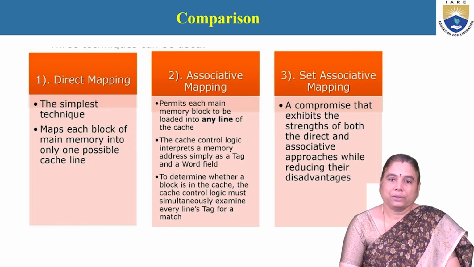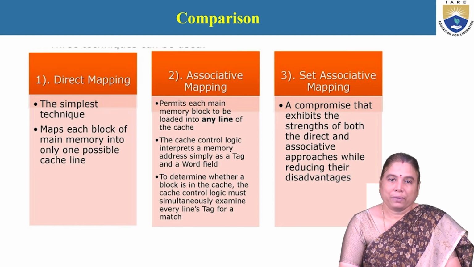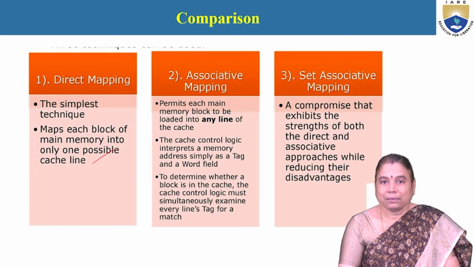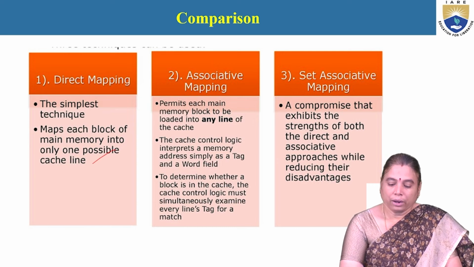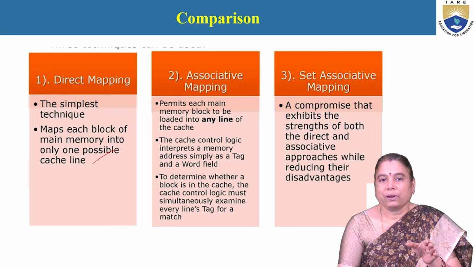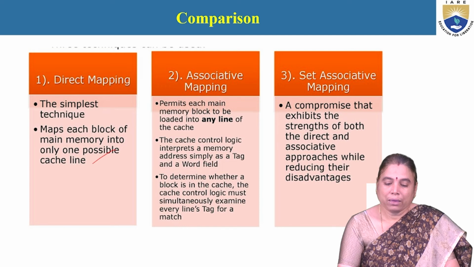So what is the comparison between these three mapping techniques? Direct mapping is simple: it maps each block of main memory into only one possible cache line. Associative mapping permits each memory block to be loaded into any line of the cache. The cache control logic interprets a memory address simply as a tag and word field. So whichever line is freely available in the cache, the block can be mapped to that line.